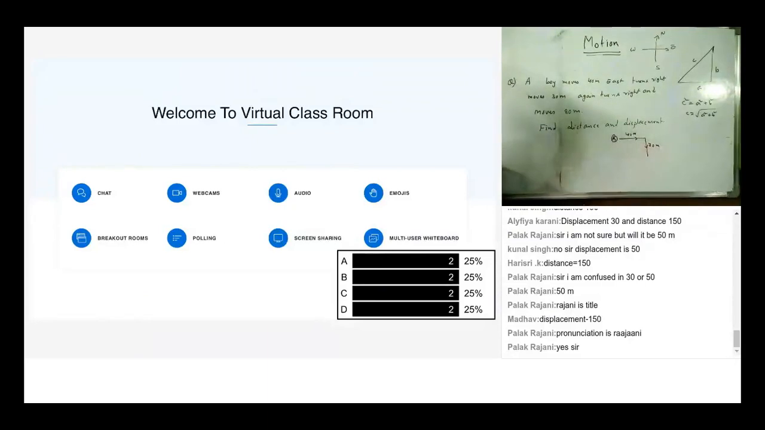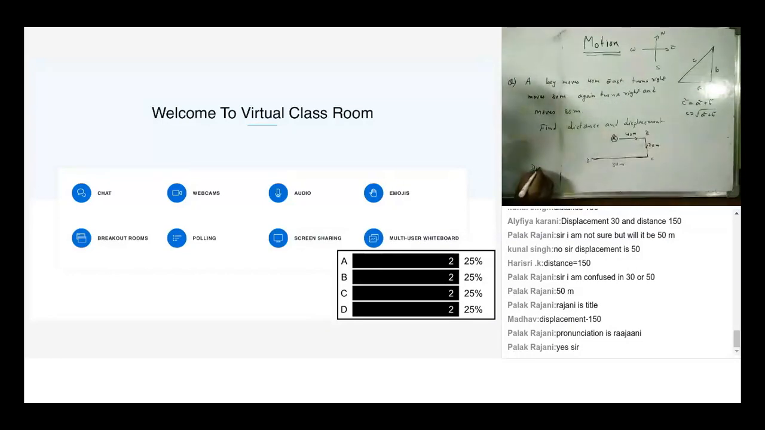Let me check. So you got displacement as 125. Fine, let me check. And then what happens? He moves 80 meters. So he's moving right again, 80 meters. Fine. Now I'll say this is B, this is C, and this is D.